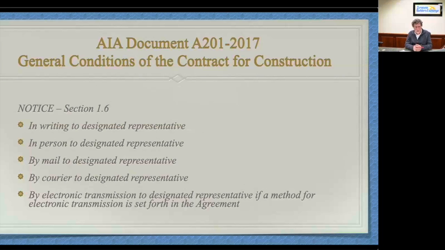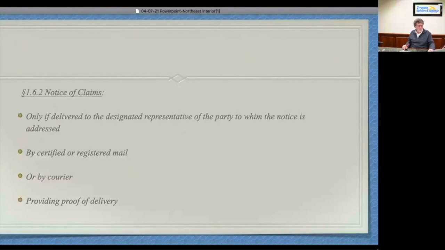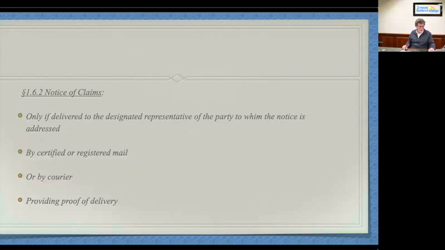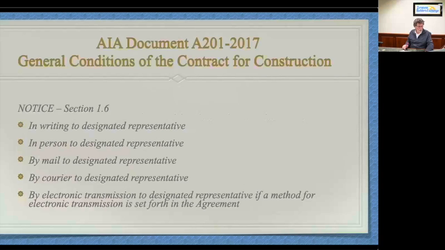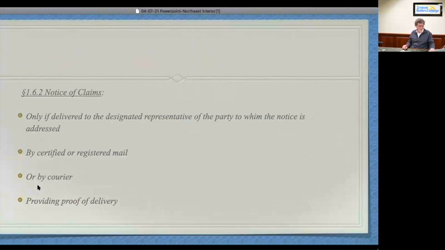And we see that the 2017 AIA document, the A201, tells us that when you want to give notice, there's two different kinds of notice. One on the screen is notice under section 1.6.1, and the other is notice of claim under 1.6.2. And they're two different things. So the contract being the rules of the law between the parties to the contract, with the AIA system, you've got notice and then you've got notice of claim.